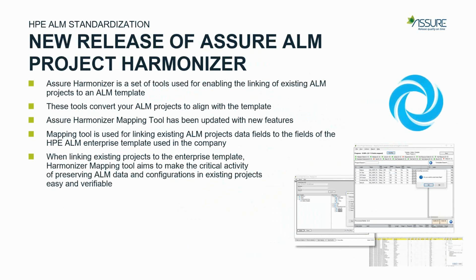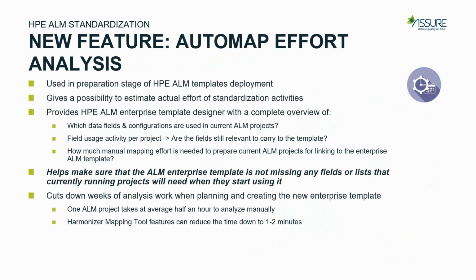Okay, thank you. So, automap effort analysis. We use it in the preparation stage of HPALM template deployment. This gives us the possibility to estimate the actual effort of standardization activities within your company. This can also be used in a proof of concept stage where we want to understand how much effort it takes from our company to start standardizing these projects. And whenever we get approval for this initiative in our company, this feature is very useful.